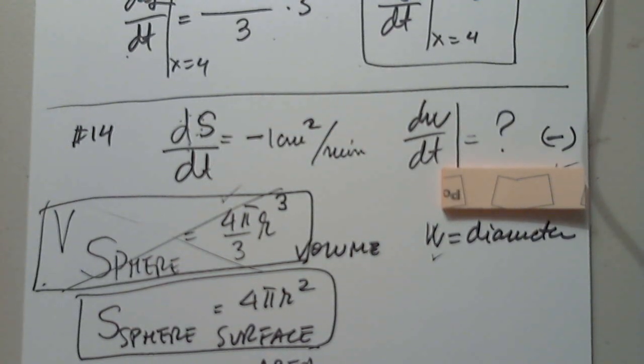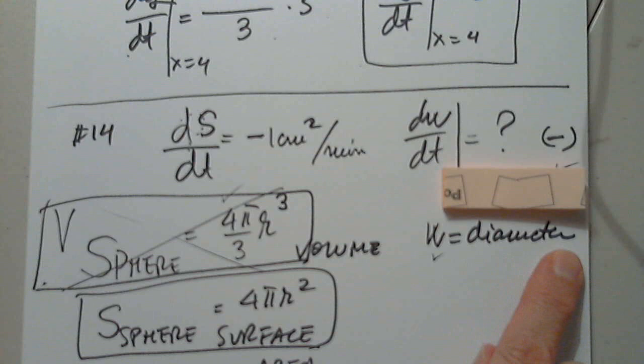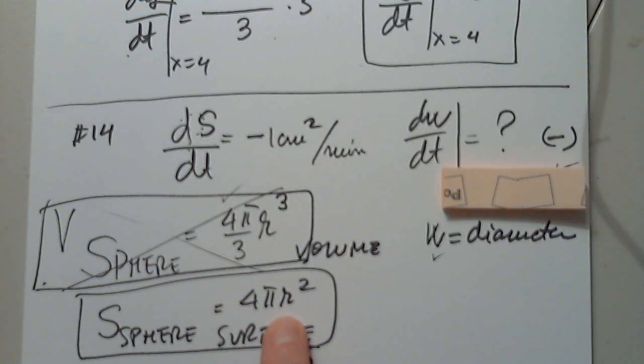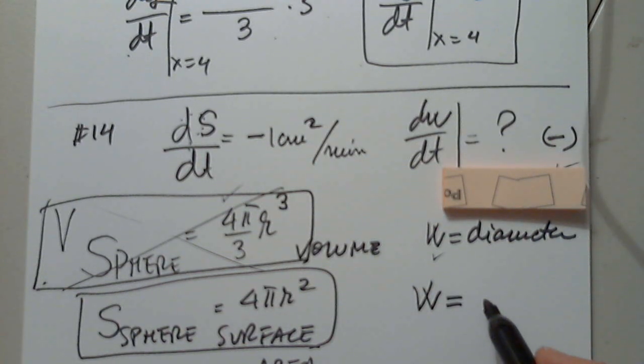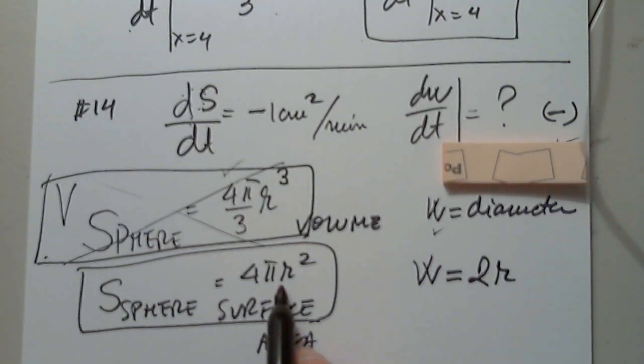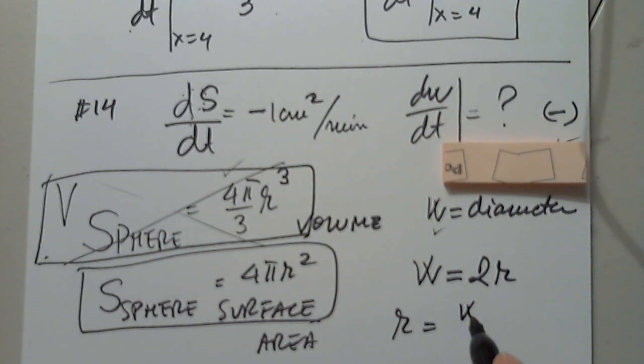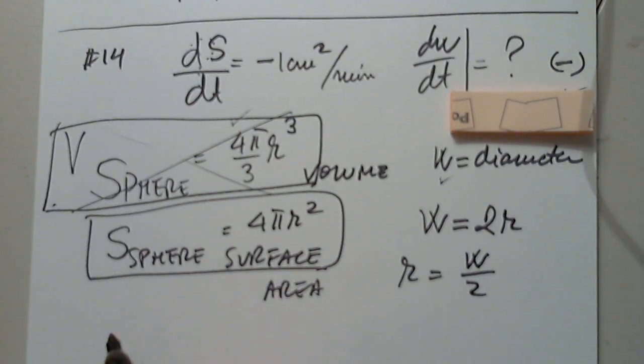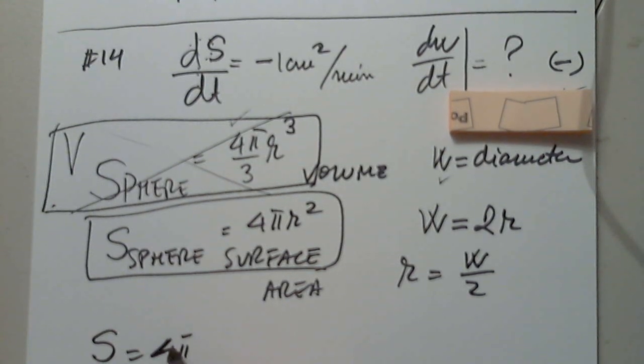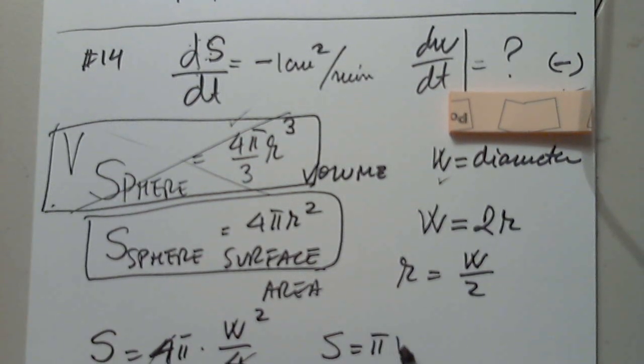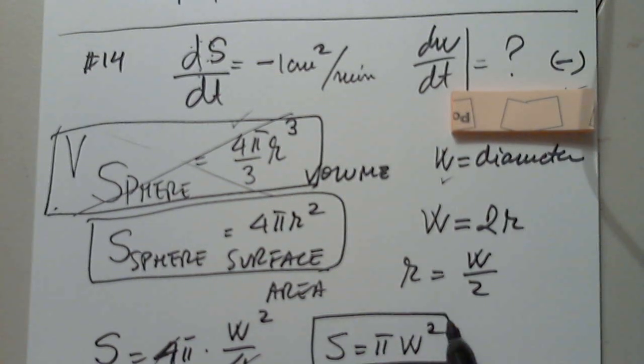Now, I do have a little bit of an issue here because they are talking about the diameter. I don't have the diameter here. I have the radius. But I know that the diameter equals what? 2 times the radius. Yes, 2r. I'm going to replace r by w over 2 in the formula. So I have it ready. So s equals 4 pi times the radius squared, which is w squared over 4. I will simplify. So then s equals pi w squared. This is what I'm going to work with.